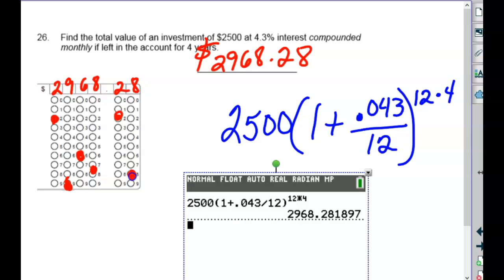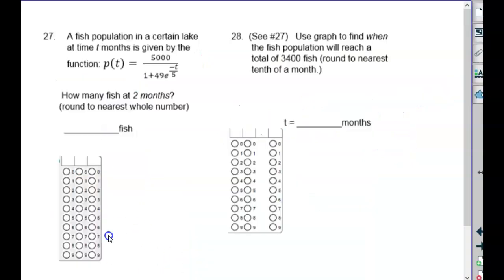2968.28. And if you round wrong to the nearest cent, it's going to be wrong. Just heads up. All right. This is a calculator question. We need to type this in, and we must have parentheses around the denominator.